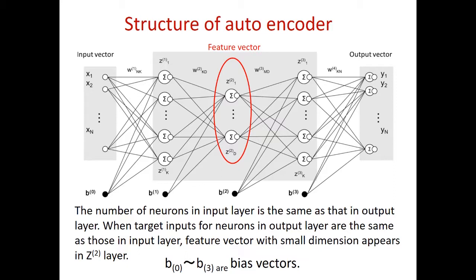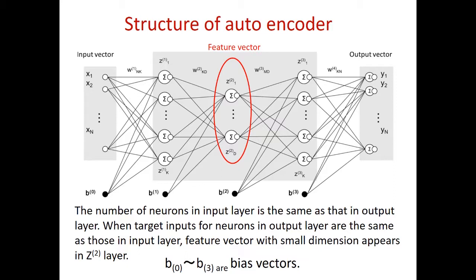This is actually supervised training, but it can work as unsupervised training, and features can be extracted here. This is the intermediate hidden layer, and the number of neurons is actually small in this case.